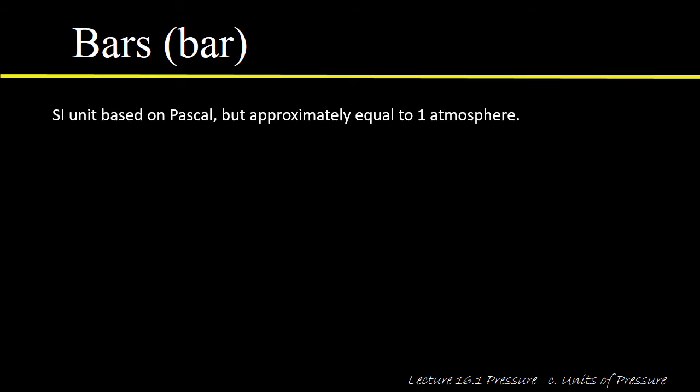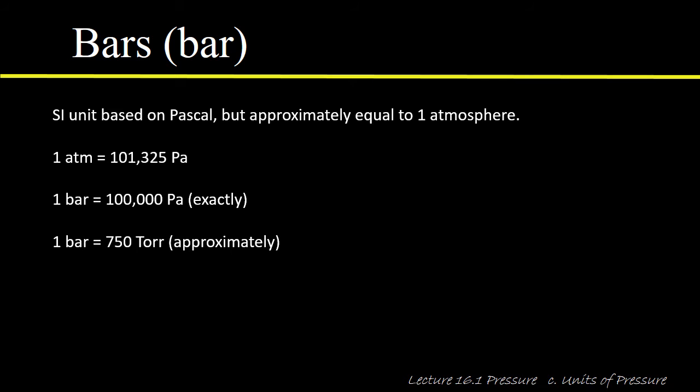So a bar is based on Pascal, but remember that an atmosphere is 101,325 Pascal. So there's a huge difference between the units of Pascal and atmospheres. So what a bar is, it's related to pascals, but it's approximately 1 atmosphere. So 1 atmosphere is 101,325 Pascal. If we just round that to 100,000, then that's a bar. Okay? And a bar is defined as exactly 100,000 Pascal.